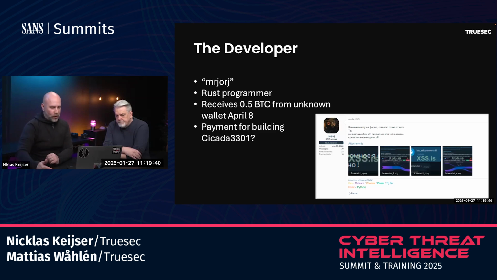And looking at his wallet, we can see that in April, there was a transaction from an unknown wallet of half a Bitcoin, which is roughly 50,000, give or take, it's quite volatile, but it's 50,000 US dollars, which is quite a lot of money. And I would guess it's about the amount it costs to develop a ransomware.